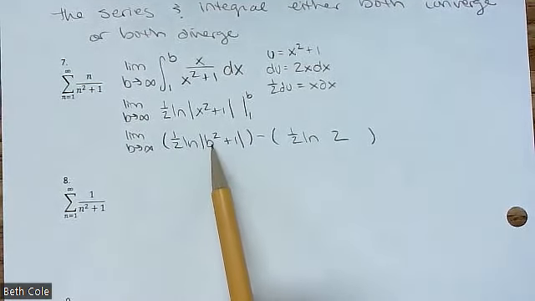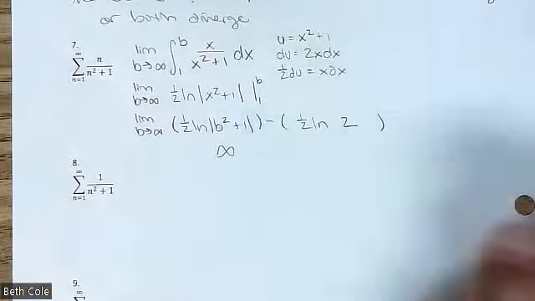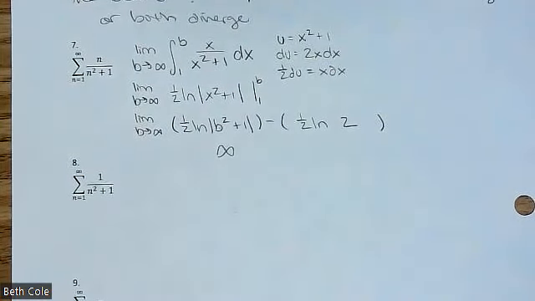So limit as B goes to infinity. Well, as B goes to infinity, this gets bigger and bigger and bigger. So where does that go? Infinity. It would be infinity minus 1/2 ln of two, which is infinity. Ooh, so what is the whole conclusion to the entire problem? Diverges.